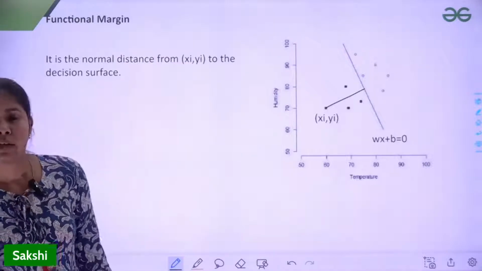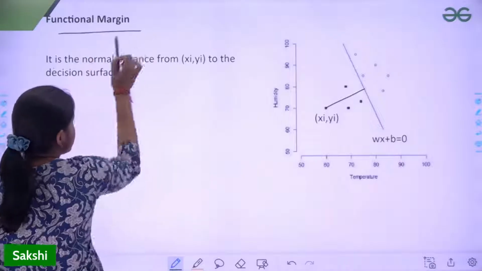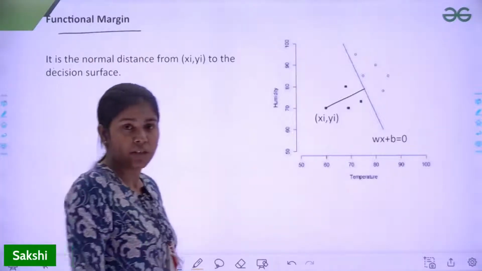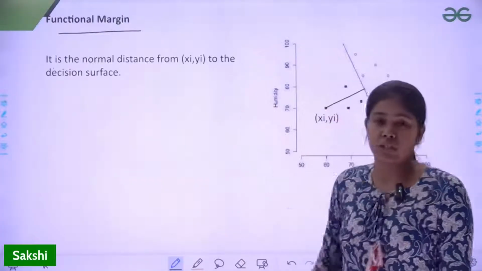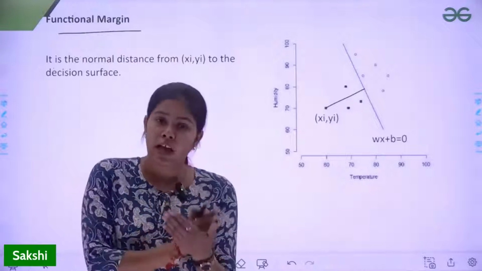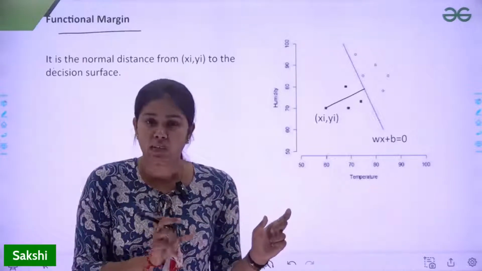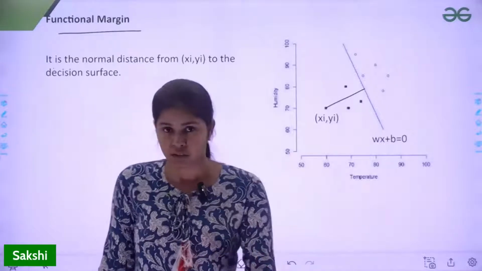Anybody knows? Just remember that we call this the functional margin. Functional margin is the distance from (xi, yi) to the decision surface. So if we have a point on my 2D surface and we find the distance between that point and the decision surface, that distance is called the functional margin, right?